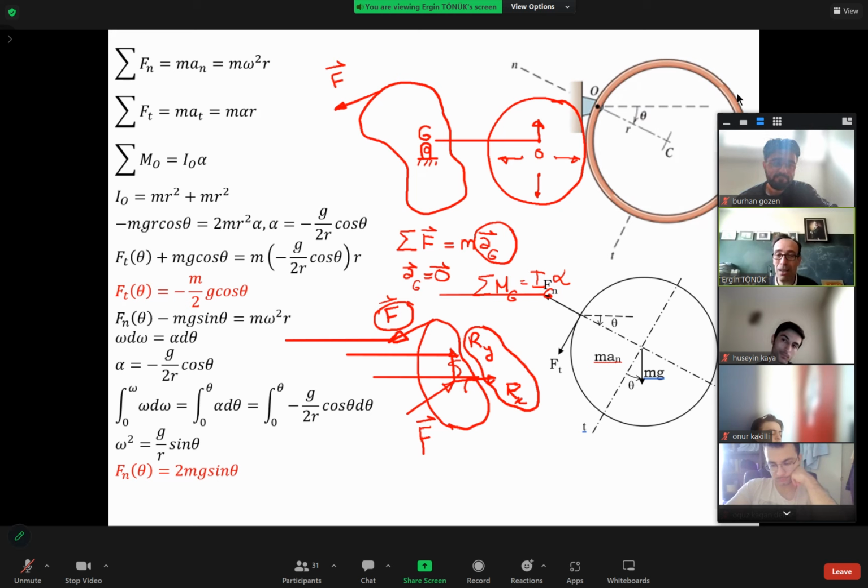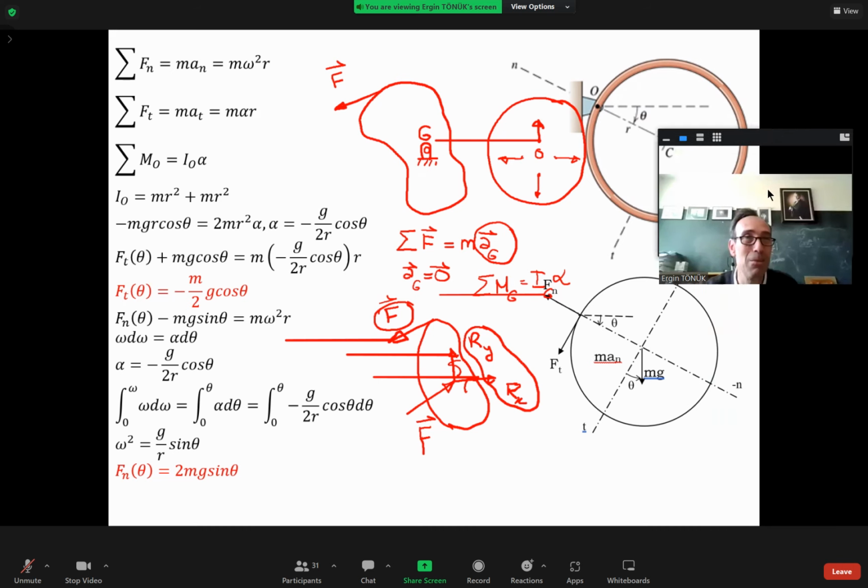So, anything else before we proceed with the general plane motion?